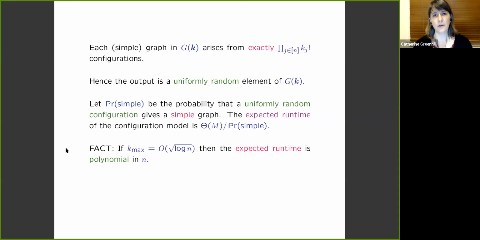If it's pretty small, then you probably want to use the configuration model to do your sampling, and that's going to be good enough. But if it's growing any faster than this, you'll just reject way too many times and you won't get a polynomial expected runtime.